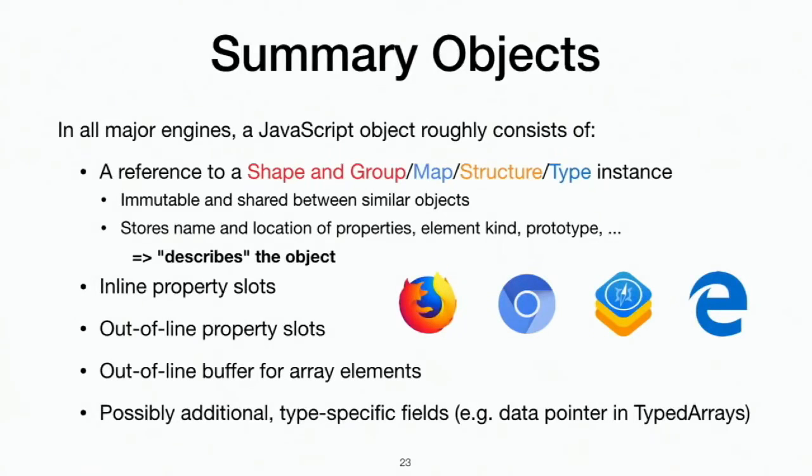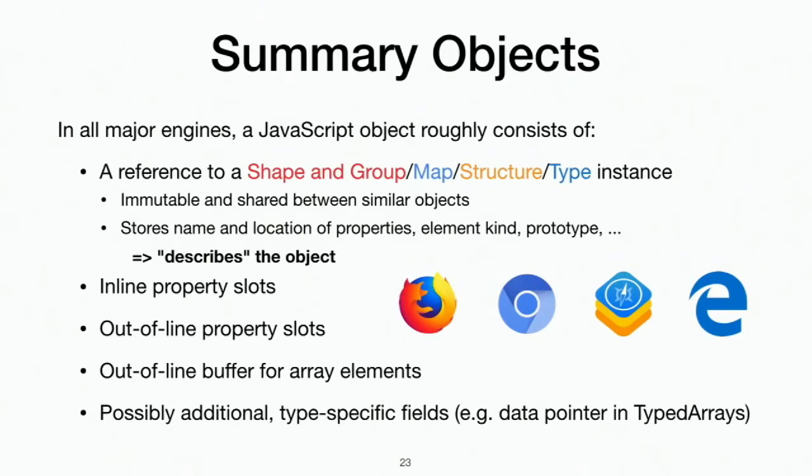If you look at any of the major 4 engines right now and see how they implement objects, what you would find is essentially that all of them have a reference to this shape object, and that's called differently in all engines. So in Firefox, it's actually 2. It's called shape and the group object. In V8, it's called map. In WebKit, it's called structure. And in Edge, it's called type. But they all do the same thing. They are shared and immutable. That's the 2 important properties. And they fully describe the object. They tell you which properties it has, where they are stored, what prototype it has, etc.